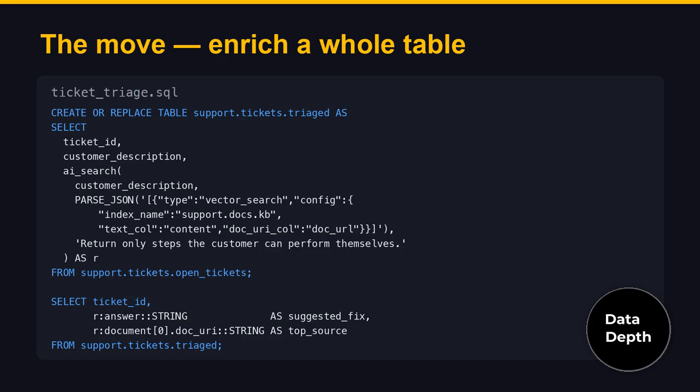This is the shape that matters, not a demo query, a column over every row of a table. Every open ticket gets read against your product documentation, and a suggested resolution comes back in the answer field. Notice the instructions string doing real work. Return only steps the customer can perform themselves. And notice the extraction at the bottom, pulling the answer and the top source out of the variant. So what your support team opens is an ordinary table with an ordinary link in it.